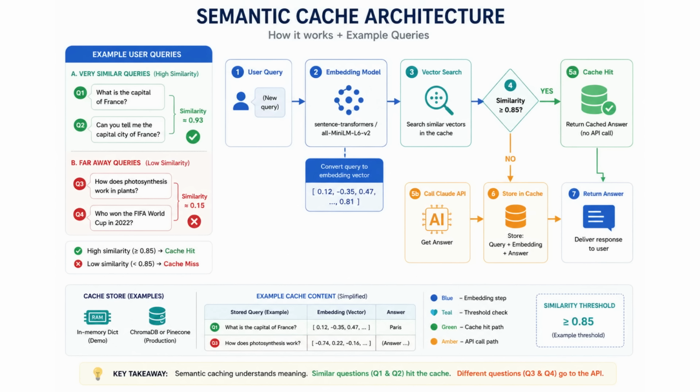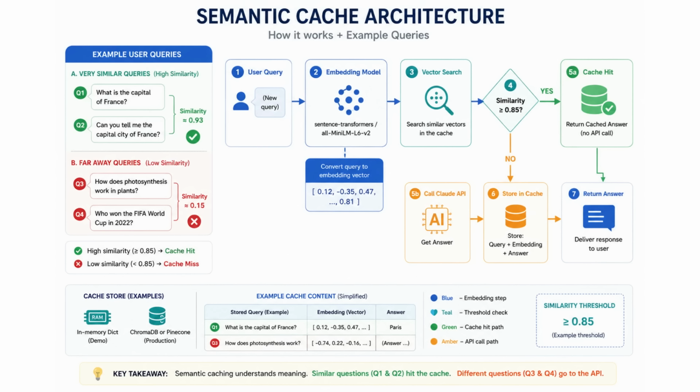Next, we search our cache. We compute cosine similarity between this new vector and every vector we have stored previously. If any stored entry scores 0.85 or higher, we have a semantic cache hit. We return the stored answer immediately. The Claude API is never called.